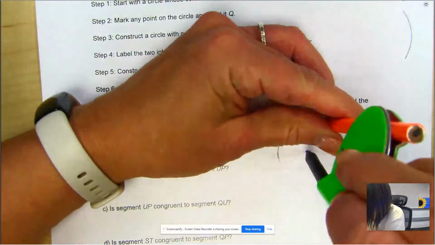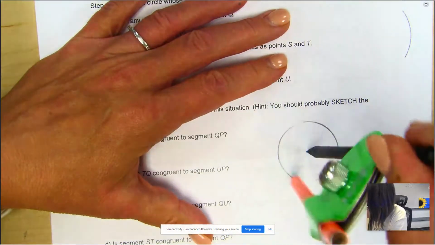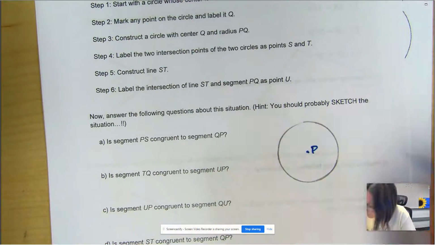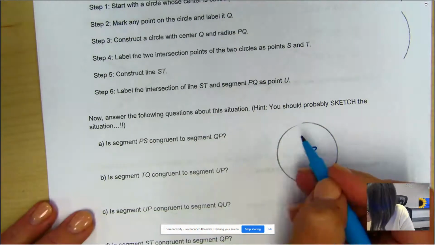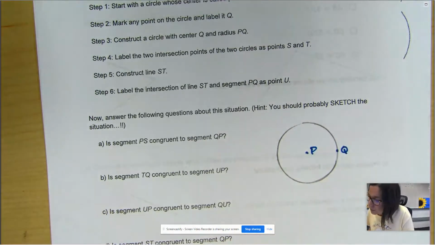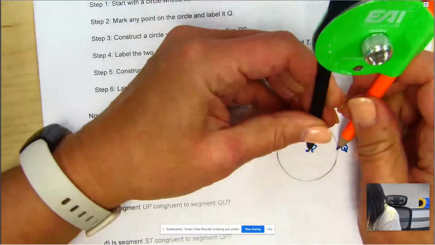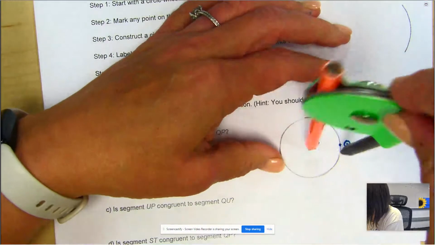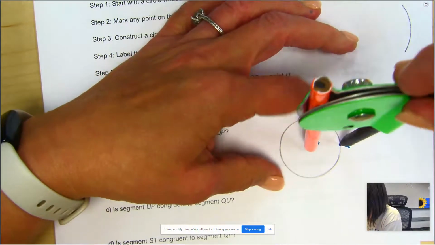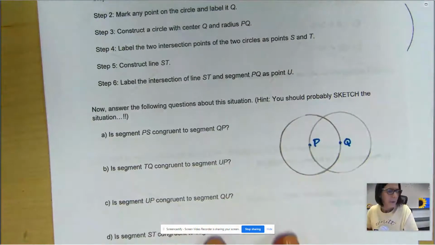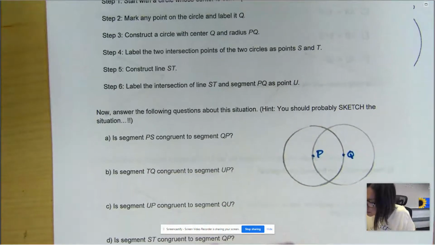To identify the point, if your compass starts dancing, you can remove it. Okay, P. All right, mark any point on the circle and label it Q. Construct a circle with center Q and radius PQ. Let's see what's happening. Stop dancing. Okay. Did it. I already did it.